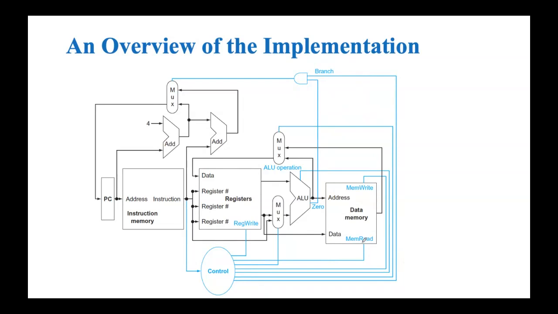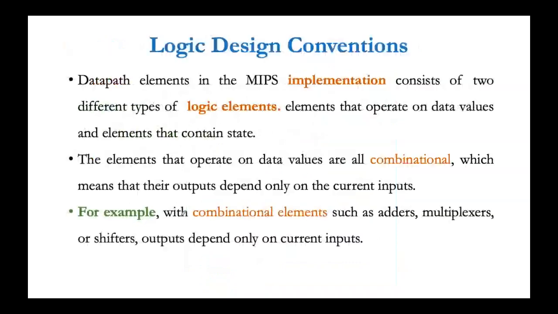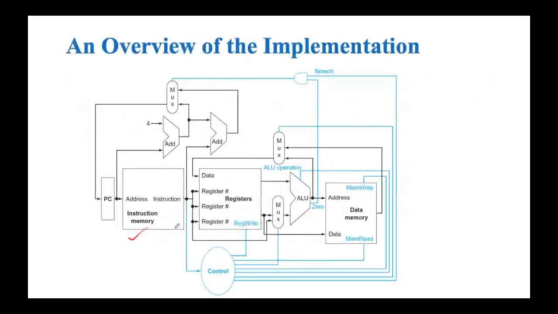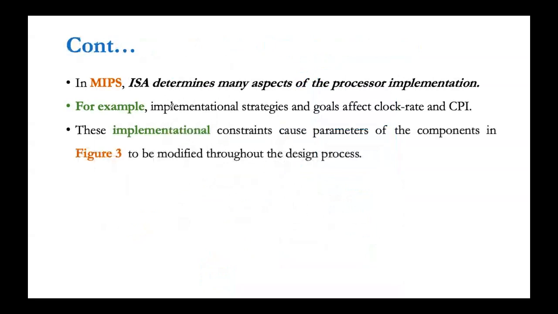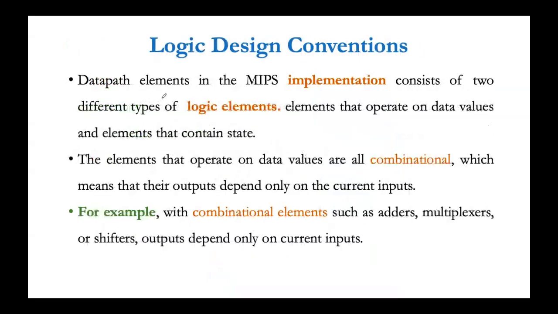So this is the overview of the implementation. We are going to talk about each and every unit in detail, how the data is going to be processed from one unit to another. Before going to design and discuss every part, the program counter, instruction memory, registers, and data memories, we consider the data path elements and the logic design conventions. The data path elements in the MIPS implementation consist of two different logic elements.